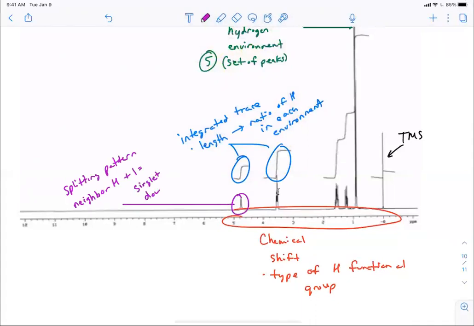You could have a doublet where you have 1. A triplet where you have 2 neighboring hydrogens. And a quartet where you have 3 neighboring hydrogens.